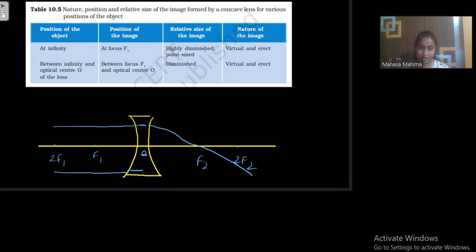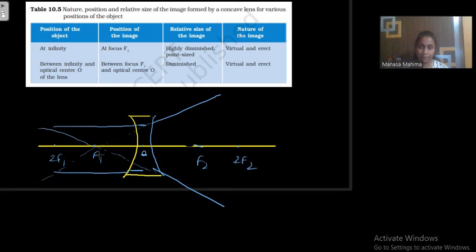What happens in this case of concave lens? After refraction, it will diverge in this direction, somewhere here. And what we have to do? We have to bring it back. We have to make it meet at a point, that is f1. Correct? So what happens if the rays are coming from the infinite position of the object? The image will be formed at f1 and it is a highly diminished, point sized image.